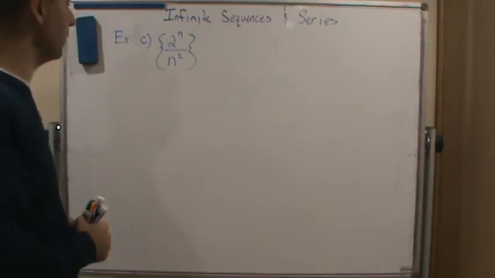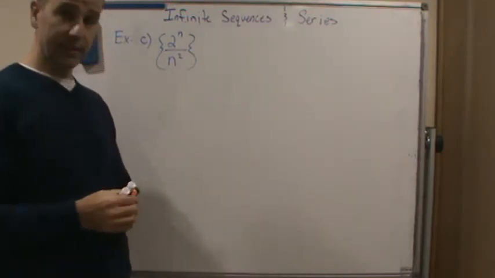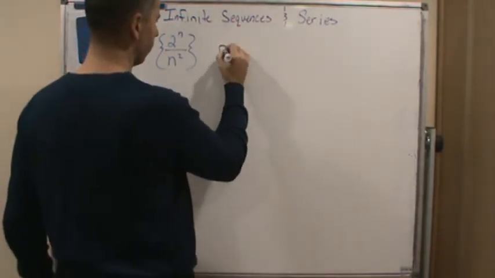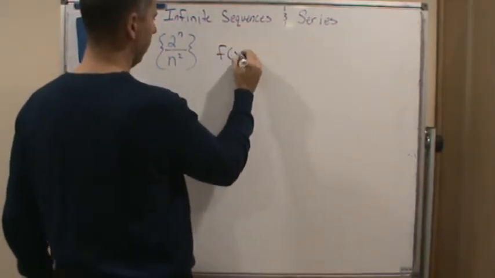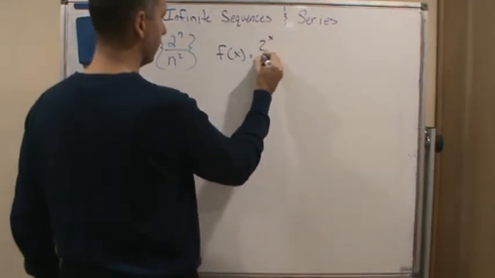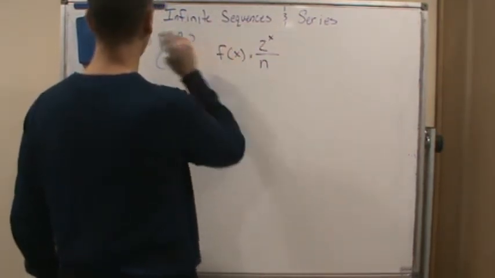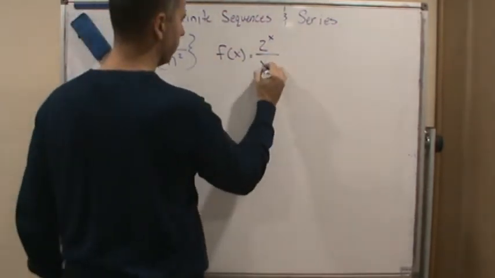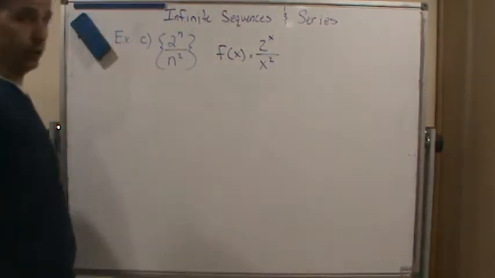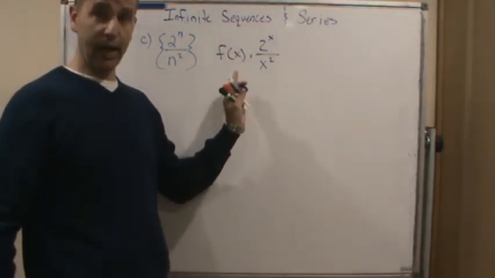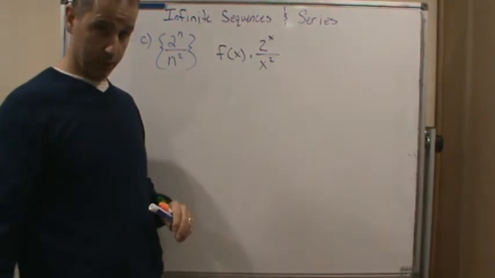So what can we do with this one? Well, let's look at f of x equal to 2 to the x over x squared for all real numbers x. Now, we could take the limit of this thing, right? And then we could use some tools in our toolbox.